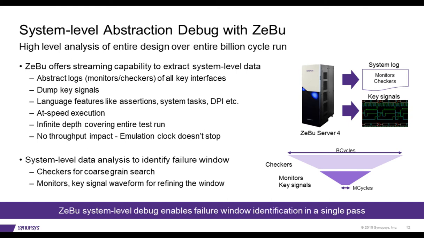What stands out really about all of these solutions is that this is all happening at speed. So when we enable these technologies, it doesn't slow down your run, and it comes at zero performance impact. The other thing that we offer is that these solutions are infinite depth. So it really doesn't matter how long your test case is. You can enable from time zero and let your regression run for hours or days, and we would still produce the data covering the entire run.